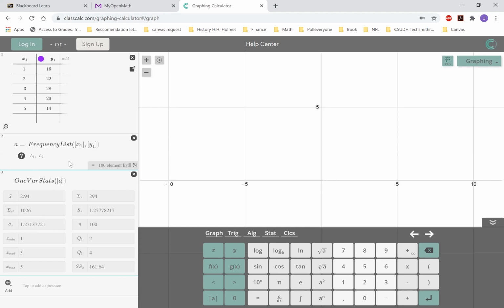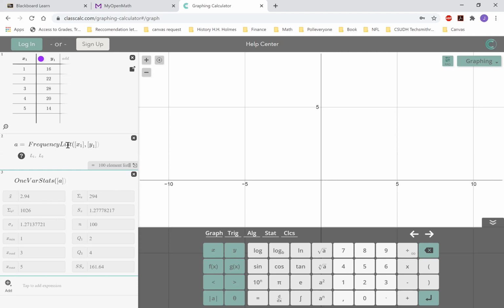So that's how you could do it with ClassCalc. You have to do the X list and the Y list. But just remember for the probability, you just multiply them by 100, so that ClassCalc will recognize it. Thank you. Yeah, no problem.